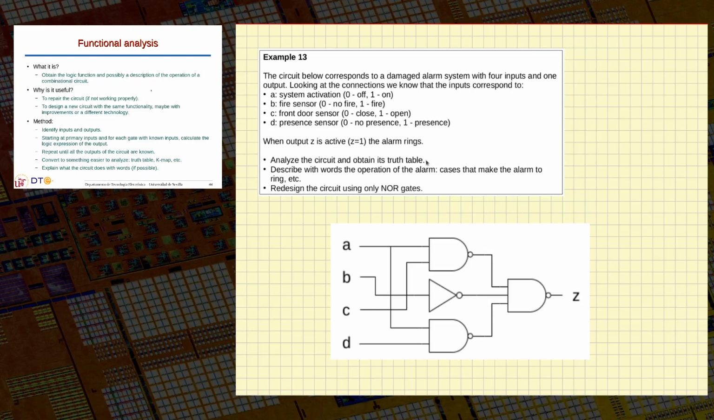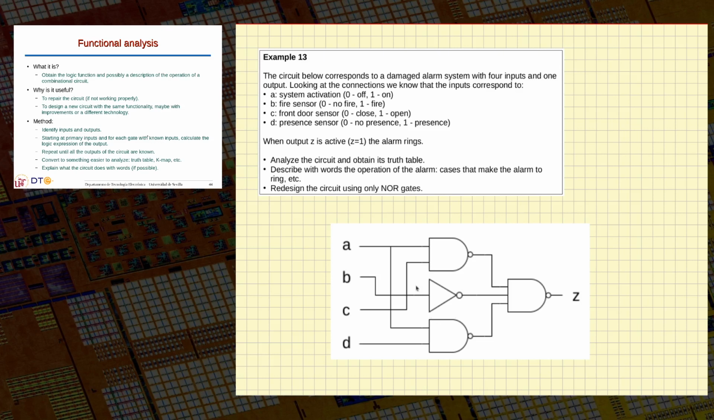Hello again. In this example, we are going to see a problem of analyzing a circuit and doing a redesign with a different set of devices. So in our problem, we have a circuit. We already know the structure of the circuit. This comes from an alarm system, but we don't really know what the alarm does, and this circuit is broken. Some devices have been burnt out. It doesn't work, but we know the structure after taking a look at the circuit board or whatever.